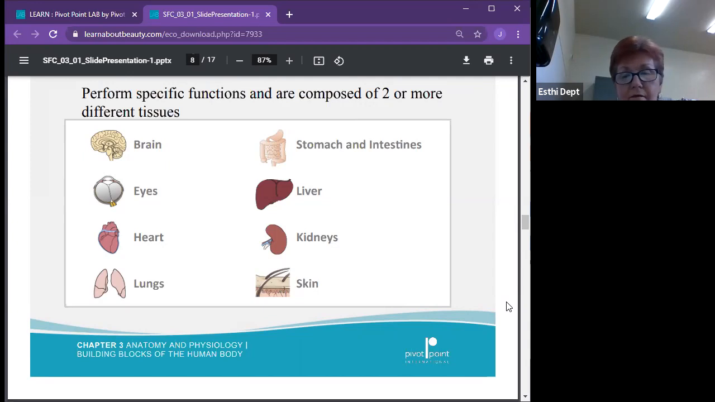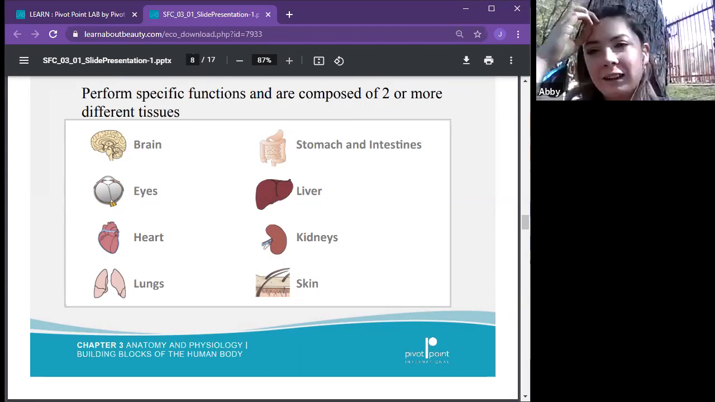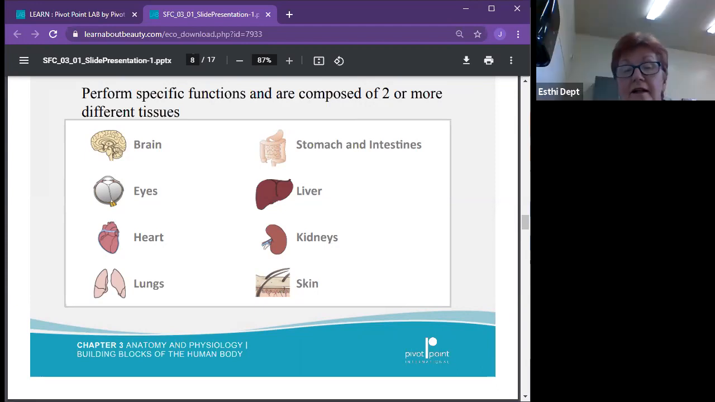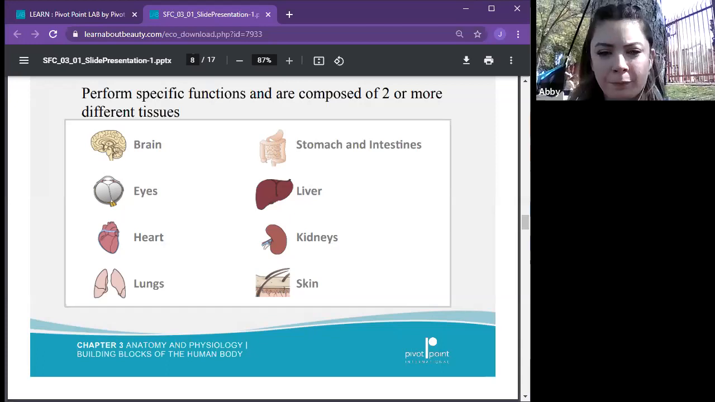Can you repeat what's put for the brain? Does anyone need something? Hold on, I'm trying to see who's talking. Is someone asking me, Abby? Can you repeat what's put for the brain? Okay, it controls all body functions. Thank you. Does anybody else need any of those repeated?